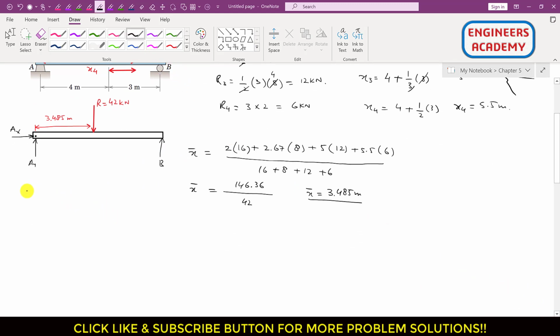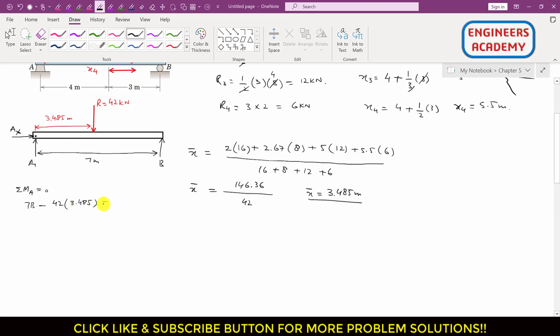Now if I apply the summation of moment about point A equals to 0, so as we can see that this AX and AY are crossing through that point A, so they will not produce the moment about that point A. This B reaction is producing the counterclockwise moment about that point A, and the distance of this B from that point A is 7 meters, since the whole length of this beam is 4 plus 3, so this is 7 meters. So this will be 7 times B, 7 into B, and this R is producing the clockwise moment, so I will write minus 42, and the perpendicular distance, the moment arm of this resultant from that point A is 3.485.